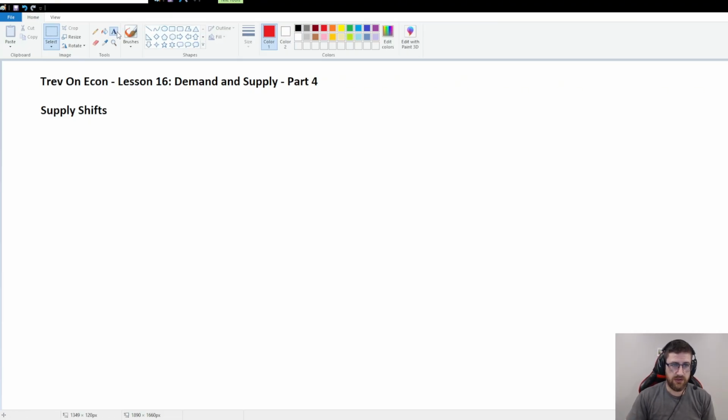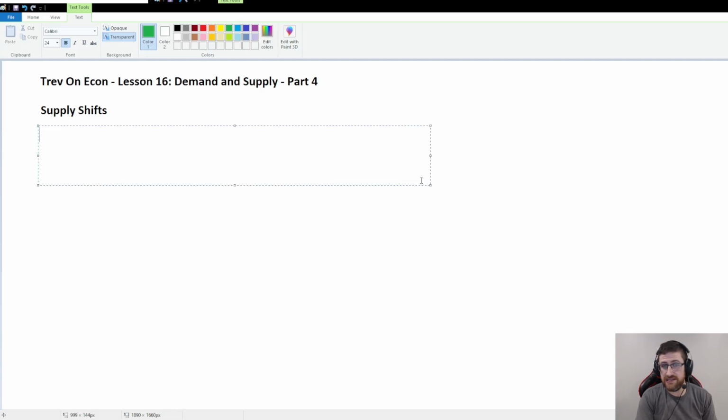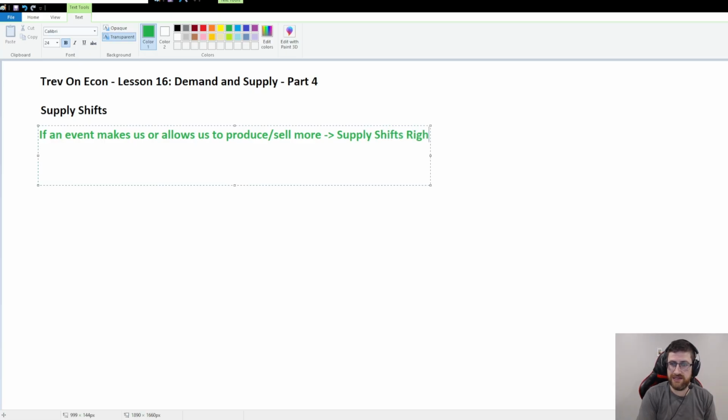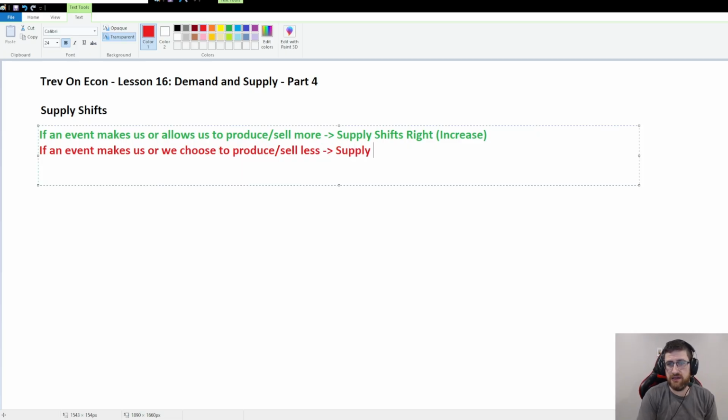Now, similar to what we saw with demand, we're going to have an overarching rule, okay? So the idea again is if an event makes us or allows us to produce/sell more, we're going to see supply shifts right, which again, that's going to be that increase for us, like we talked about in a video probably 1 or 2 ago. On the other hand, if an event makes us or we choose to produce or sell less, supply shifts left, which is a decrease.